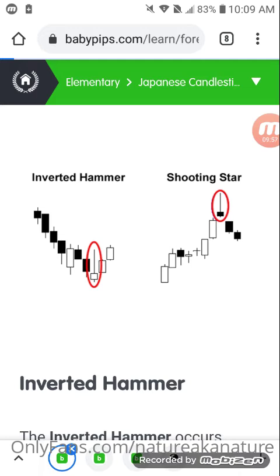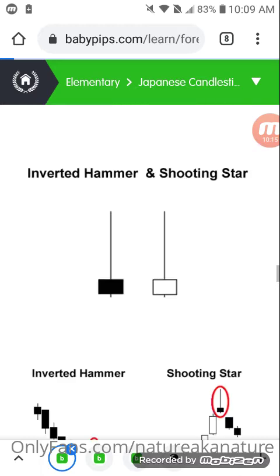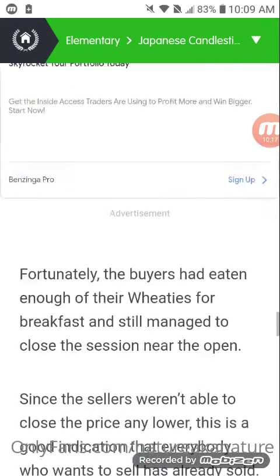This is what an inverted hammer looks like. A shooting star found at the top of an uptrend is a reversal pattern. An inverted hammer is found at the bottom of a downtrend, and it is a bullish reversal pattern. This is a bearish reversal pattern, shooting star, and bullish reversal pattern, inverted hammer. So that's important to know.